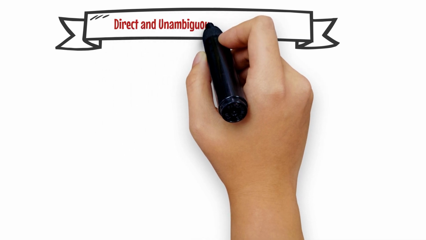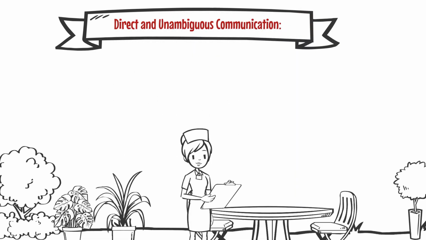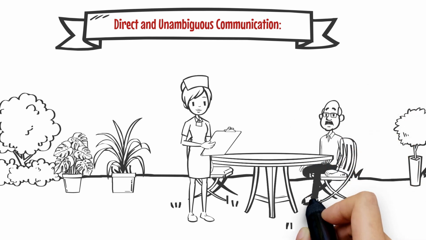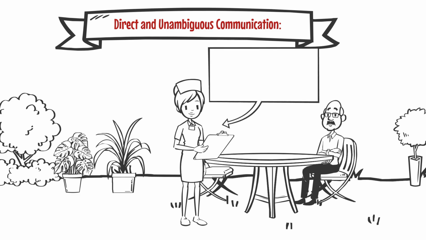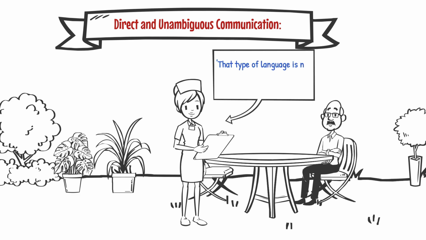Direct and unambiguous communication. Use clear, direct language to communicate boundaries. For example, if a patient makes an inappropriate comment, respond firmly, "That type of language is not appropriate here. Let's talk about something else."